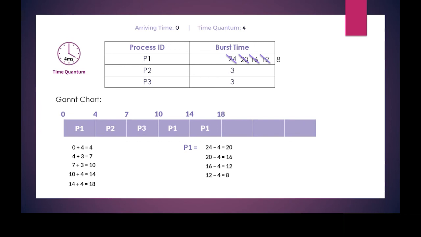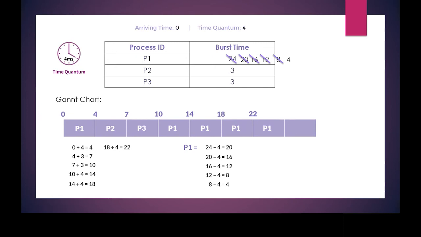Okay, since it's not yet completed, we're going to place P1 again in the process. So from 18 plus 4 is 22. So 22 will be here. Our new burst time will be 4 because 8 minus 4 would be 4.